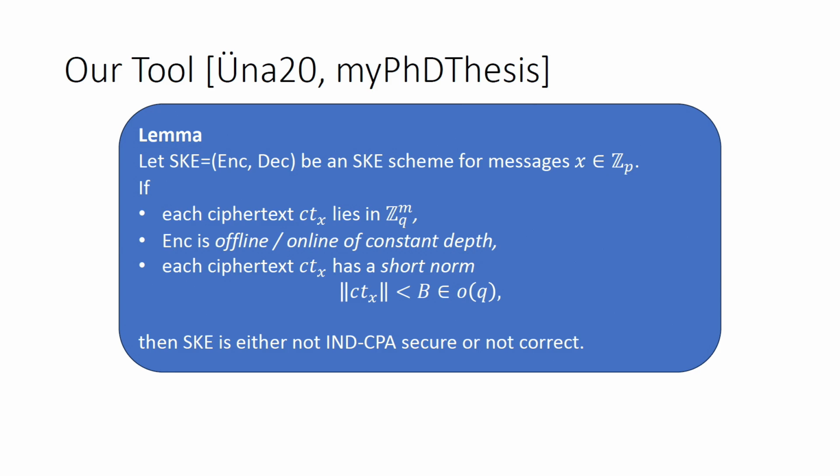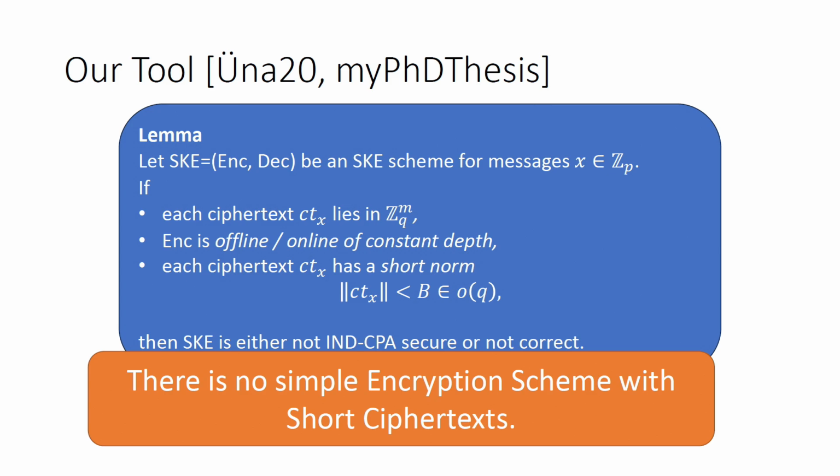In that case, the secret key encryption scheme cannot be both CPA secure and correct. Let me give some intuition, because again, technical: what do offline and online mean? It basically means there's no simple encryption scheme for a lot of numbers with short ciphertexts. That's the basic intuition here.